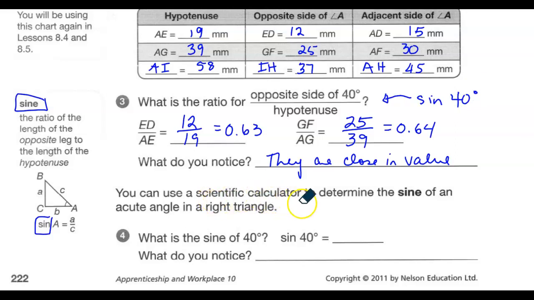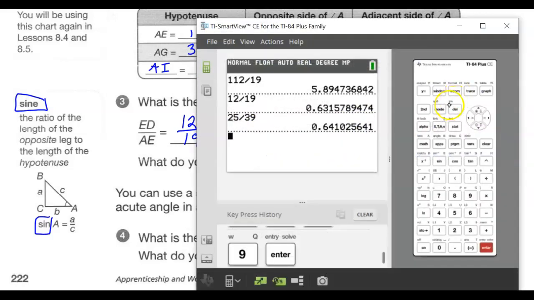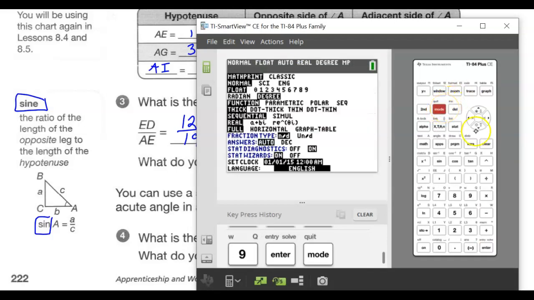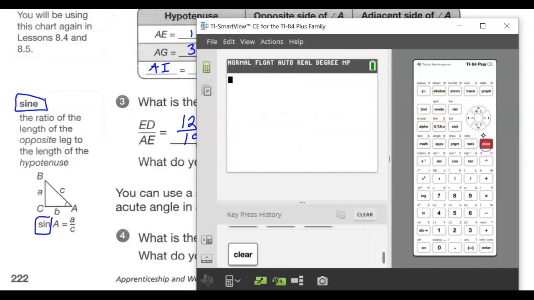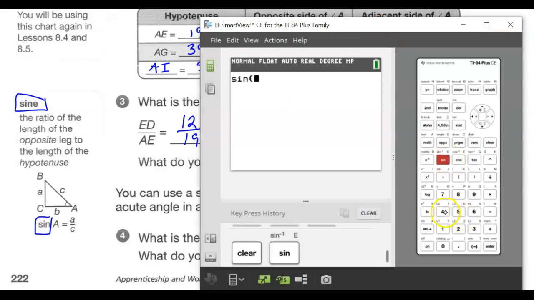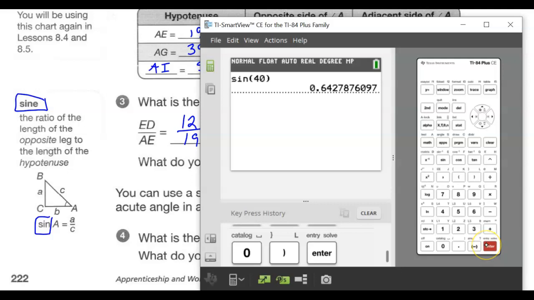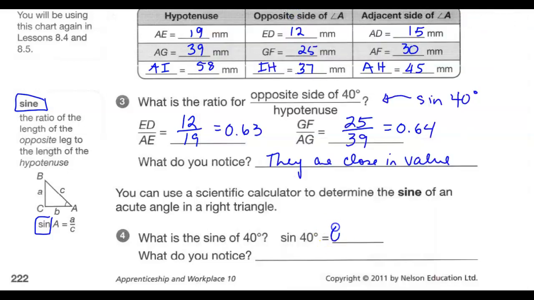You can use a scientific calculator to determine the sine of an acute angle in a right triangle. What is the sine of 40? If you get out your calculator, you just have to make sure your calculator is in degree mode. If you have a graphing calculator, go to the mode key and look at degree. If you have a scientific calculator, it should have a little D or DEG on the screen. Now we punch in sine of 40, close the bracket, and we get 0.64. As you can see, very close.